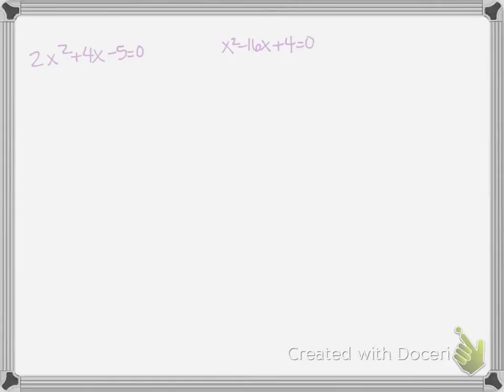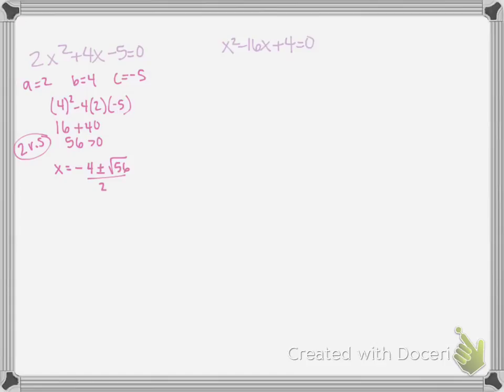Okay, don't have to solve anything, it's equal to 0, so I've got a is 2, b is 4, c is negative 5. So b squared minus 4 times a times c. So 16 plus 40, I get 56, which is bigger than 0, so I should have two real solutions. So I got x is equal to negative, I plop in my b, plus or minus the square root of 56 all over 2 times my a, which is 2.